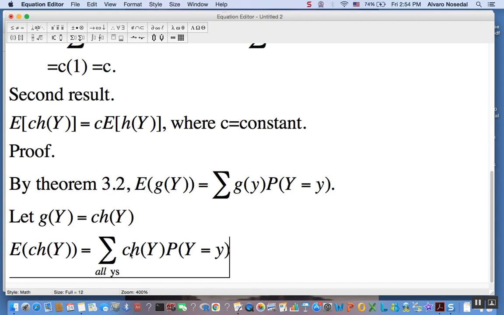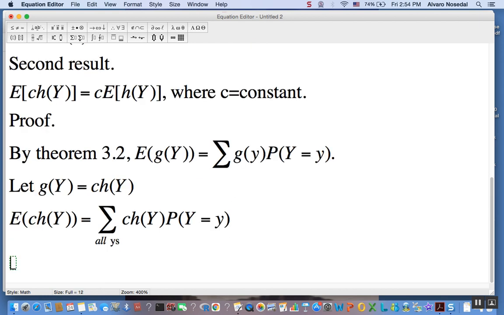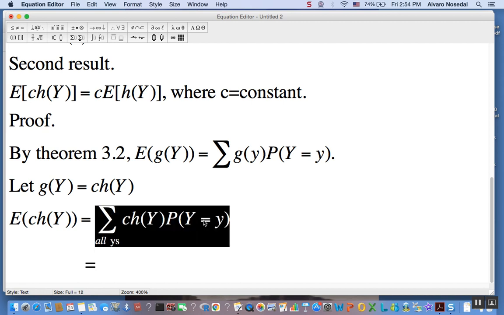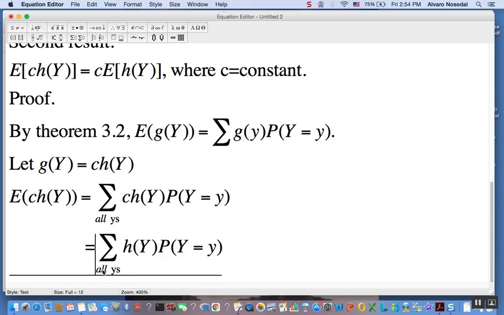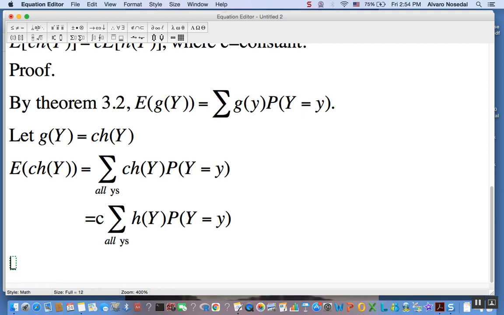And then, well, this is a constant, so we get to pull it out. Right? But then, when you look at that, you go, well, that's the same as c times this, and that happens to be the expected value of h of y.